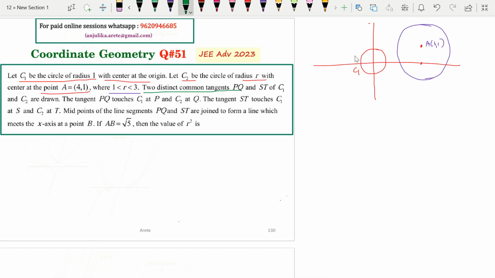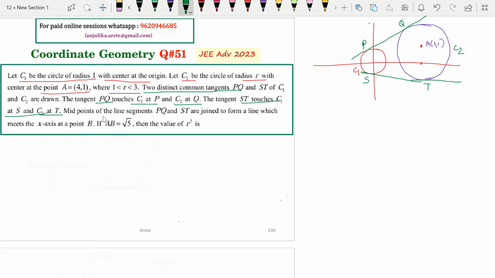So let's draw. You know how the two distinct common tangents will be. This is one common tangent. Let's have another common tangent, maybe something like that. So two distinct common tangents are there, PQ and ST. These are the common tangents. Now what are they saying? The tangent PQ touches C1 at P and C2 at Q. I think we are good, right? The tangent ST touches C1 at S and C2 at T. Yes, we are also good here.